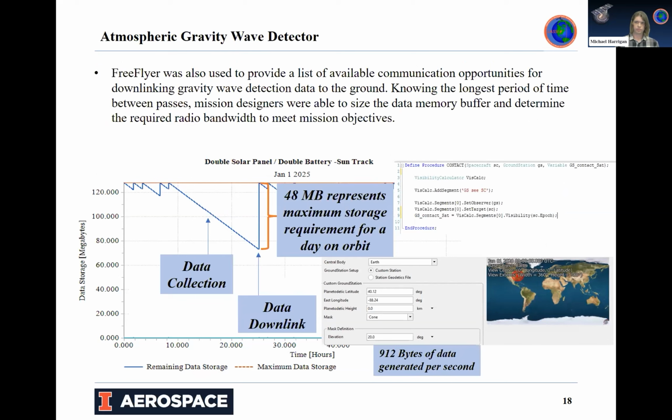Another example is our atmospheric gravity wave detector satellite. In this case, FreeFlyer is used to provide a list of available communication opportunities for downlinking the scientific data. Knowing the longest period of time between passes, mission designers are able to size the mandatory data memory buffer and determine the required radio bandwidth to meet mission objectives.